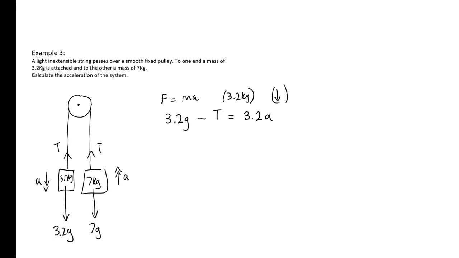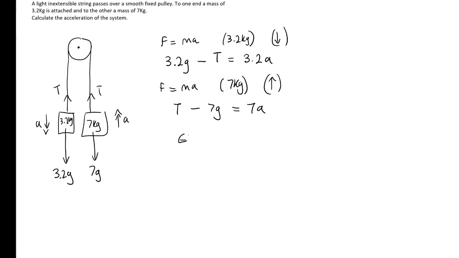3.2a. We also, still part of step 4, apply F equals ma to the other object, the 7 kilogram mass. It accelerates up, so we take up to be positive. So that's tension, which is up, minus 7g, as weight acts down, equals 7a.